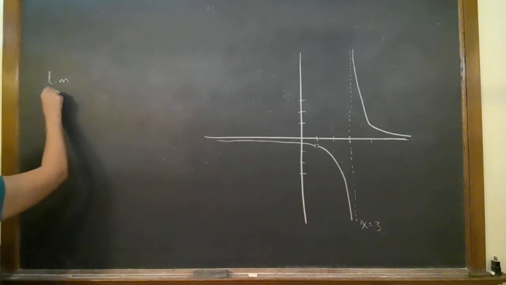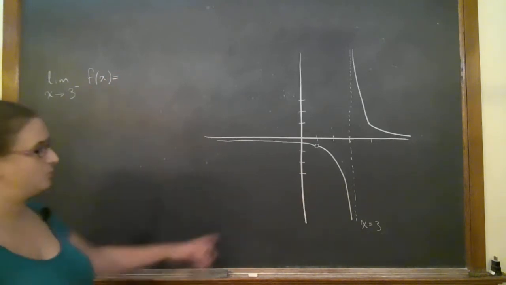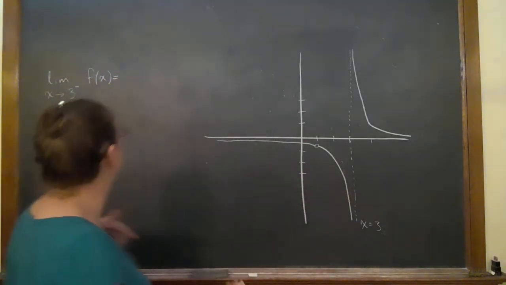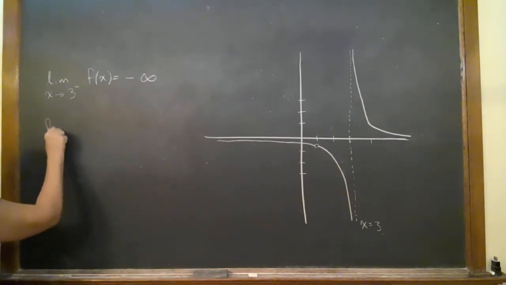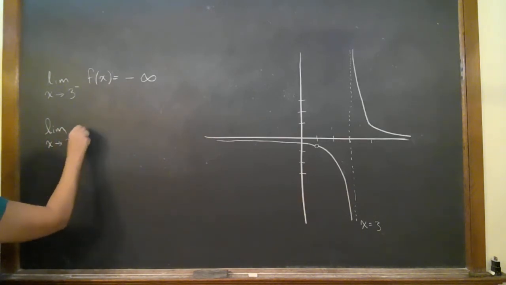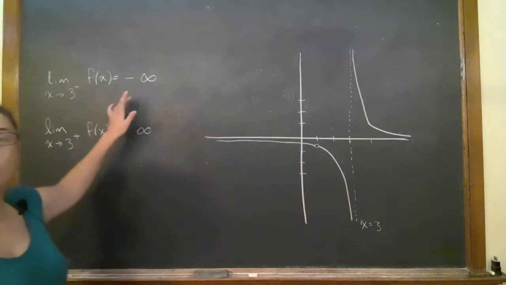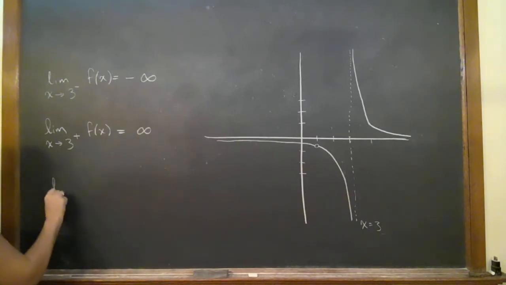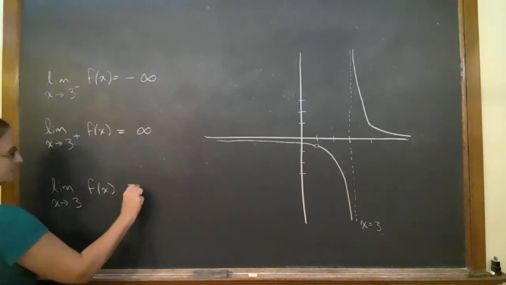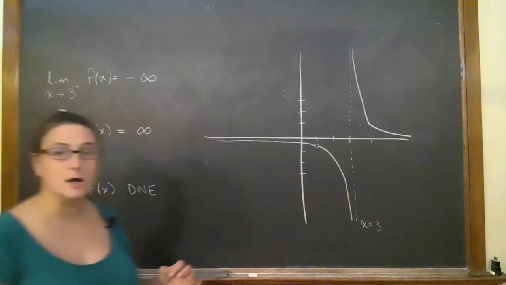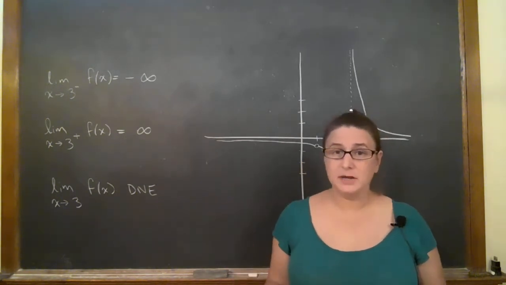So the limit as x goes to 3 from the left, you'll notice it's getting progressively large and negative. So I would write that the limit equals negative infinity. On the right hand side, I would write that the limit equals positive infinity. And because these two are not the same, again, the same thing applies, that the limit as x goes to 3 does not exist.